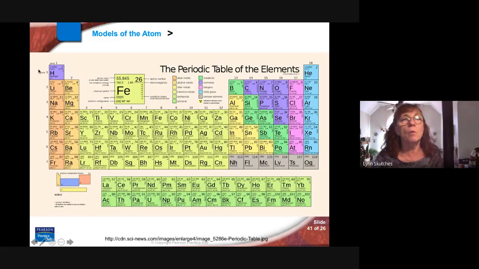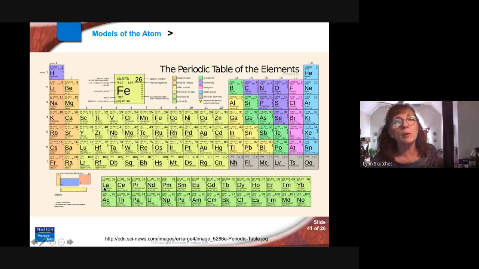Notice that there's 1, 2, 3, 4, 5, 6, 7. There's 7 periods, we call them. There's something about the 2 elements, and there's also something about why there's this huge gap. Why don't they just put them next to each other? There's a reason for it. Turns out it has to do with electrons, and they didn't even know it when they made the first periodic tables.